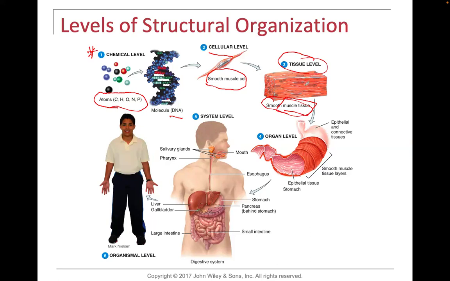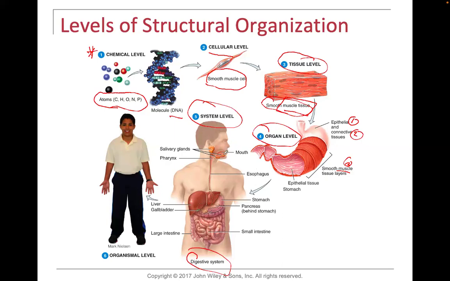Now, tissues come together to make organs. In this particular case, we're looking at the stomach. And you can see that the stomach is made up of epithelial tissue, connective tissue, muscle tissue, right? It's made up of three of the four tissues. When organs come together, organs make up systems. This is one of the 11 systems. This is the digestive system.